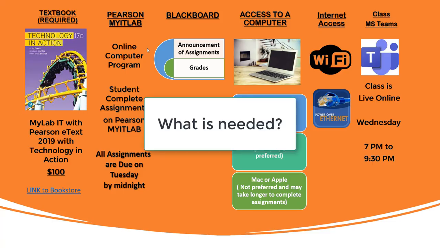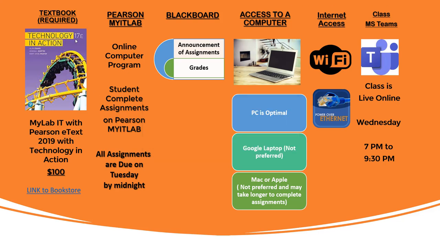Moving on, here is what's really required in this course. We need you to have a textbook. This is by My IT Lab by Pearson. It's about $100. On our website is a link to the bookstore, but you could also go to Follett Bookstore at Naugatuck Valley Community College. The textbook is required. It's by Pearson, and this is where your work is going to be completed. The assignments are going to be completed using an online computer program by Pearson.